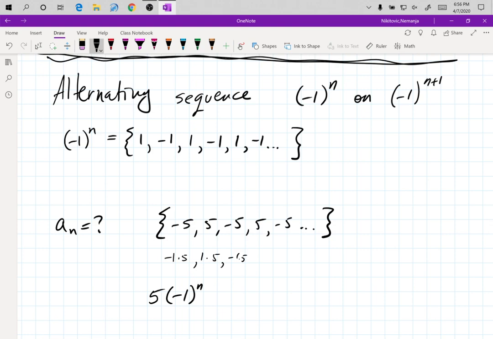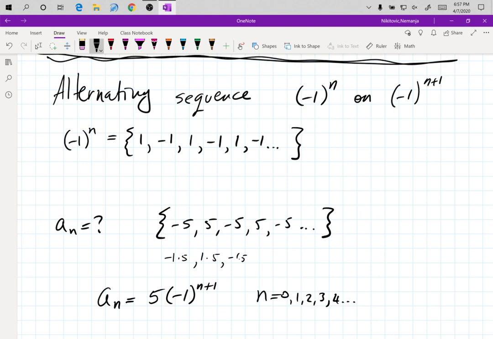Now, we are still not done, because I can't have n. I have to have n plus 1, because my first term needs to be negative. You see, if n starts at 0 and goes through, then -1 to the 0 would be +1. And then +1 times 5 would give me +5. I need -5. So that's why I make the first value for n to be odd, and that would keep the sign. So now you have -1 raised to the first power, which is just -1, and then -1 times 5 is -5, which is the first value in our sequence.